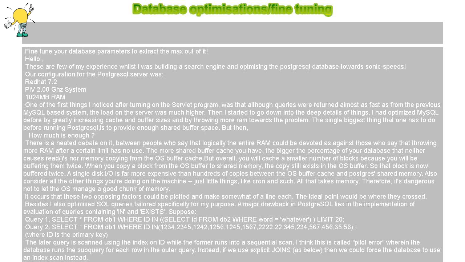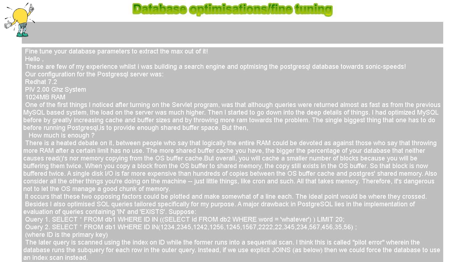Suppose query 1. Select * from DB1 where ID in (select ID from DB2 where word = 'whatever') limit 20.